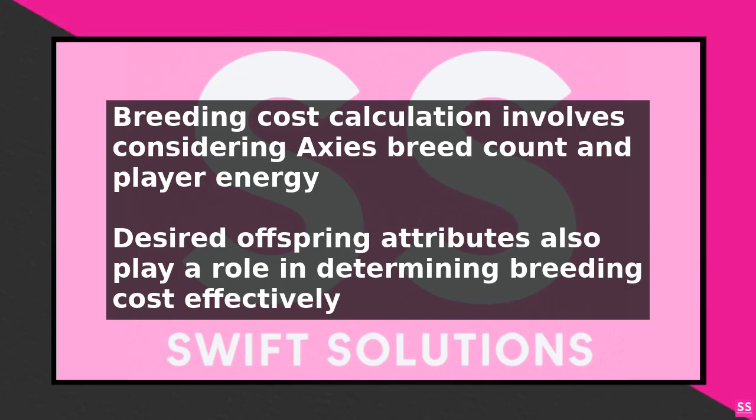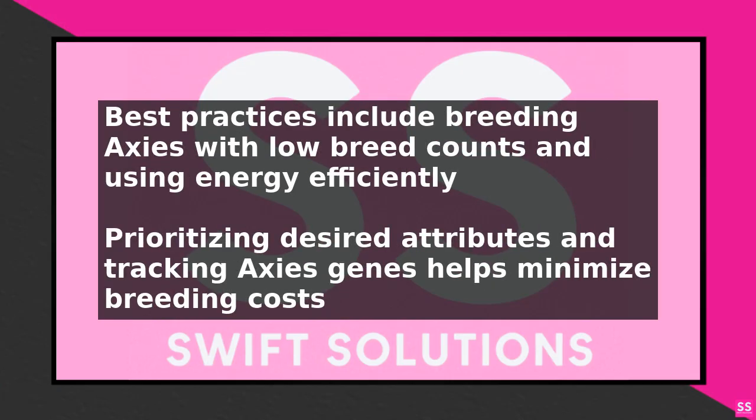Best practices for breeding cost analysis. To minimize breeding costs, players should consider the following best practices. Breed Axies with low breed counts. Use energy efficiently, and prioritize desired attributes. Additionally, players should keep track of their Axie's genes and attributes to make informed breeding decisions.